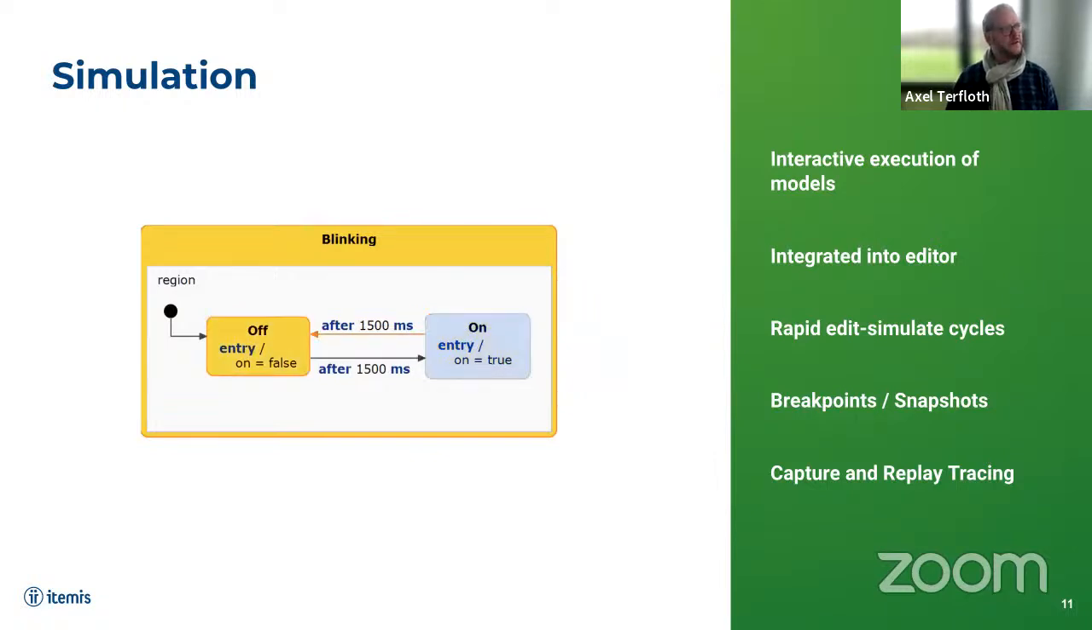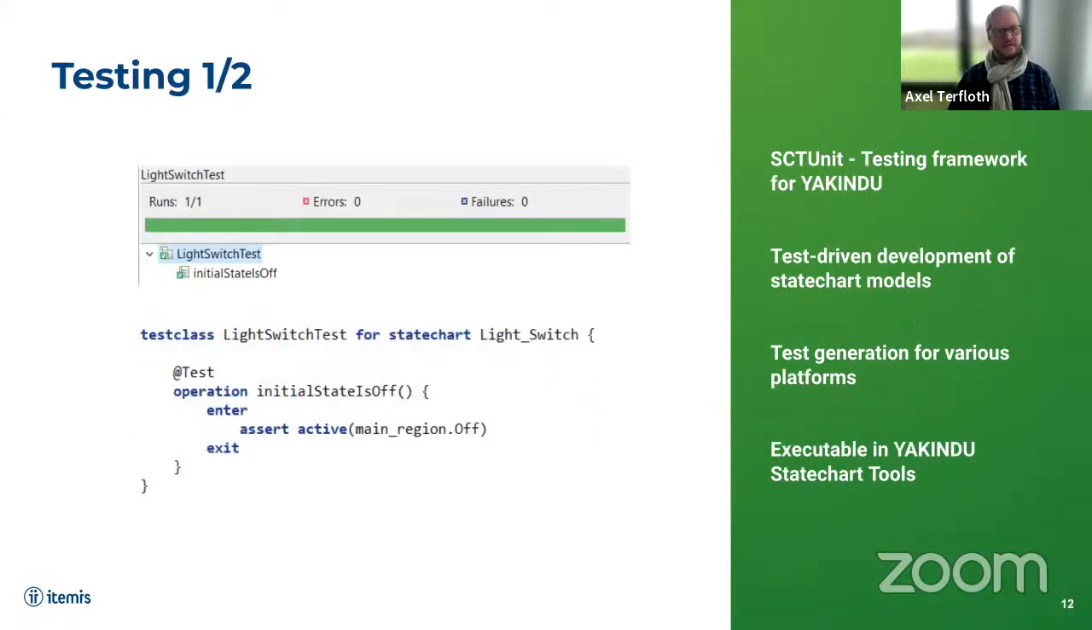So simulation comes in different flavors. One part is for interactive debugging. The other is also for testing. So that is also used in that context. Tests can be written as kind of test scripts. This is just a small example. So we call that SCT unit framework. It mainly applies the ideas of unit testing also to state charts. And those tests can be executed on the model level, so using the interpreter, but also on a code level by generating code from the state chart model, so we create a state machine, but also from the unit tests.